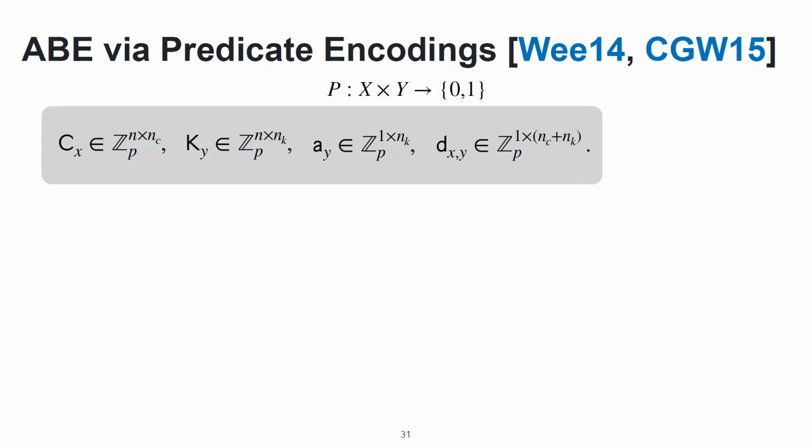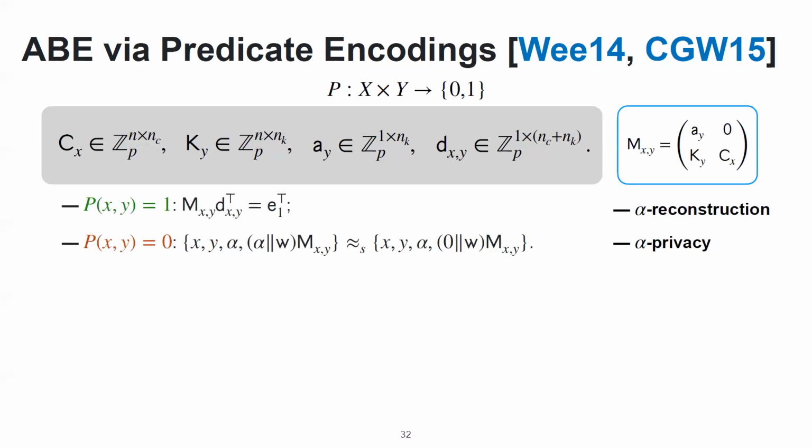Well, I'd like to look at the notion of predicate encodings. For some predicate P, the predicate encoding consists of four matrices. They are C_X, K_Y, A_Y, and D_XY. Given values X and Y, these matrices can be computed deterministically. Write C_X, K_Y, and A_Y together as a matrix M_XY.